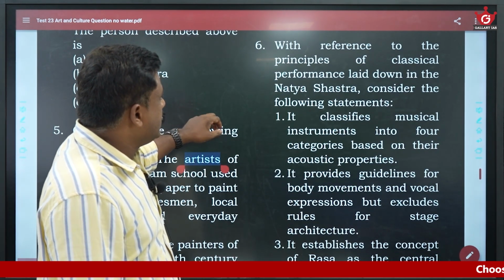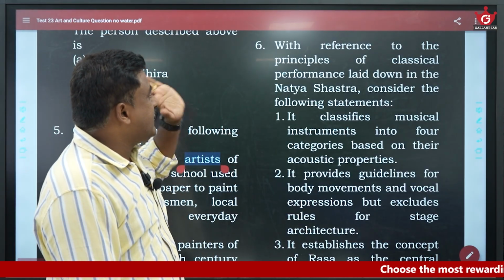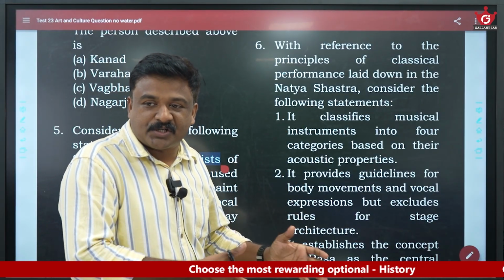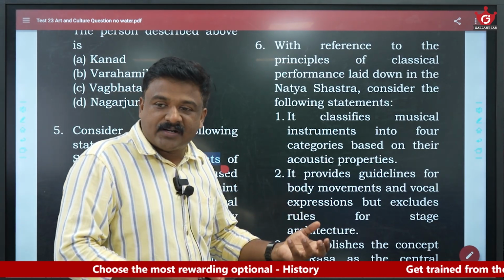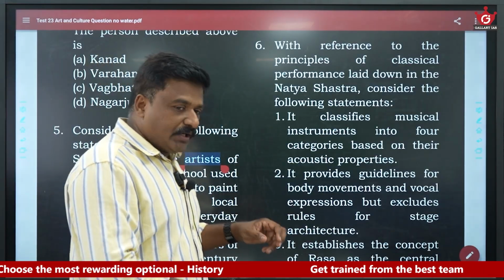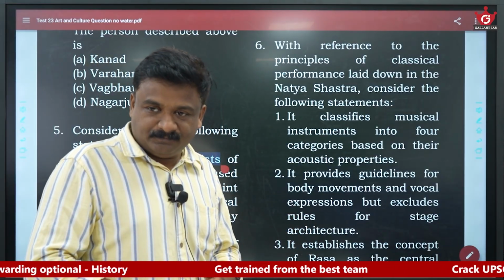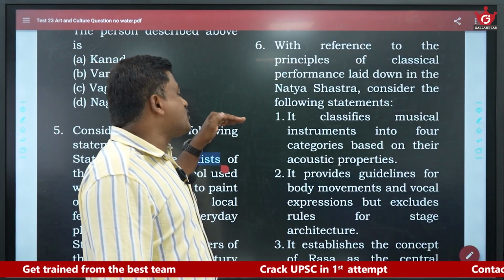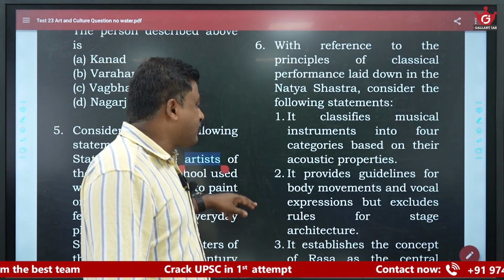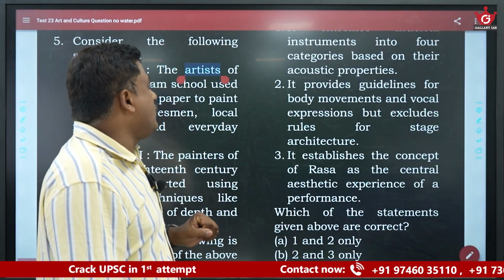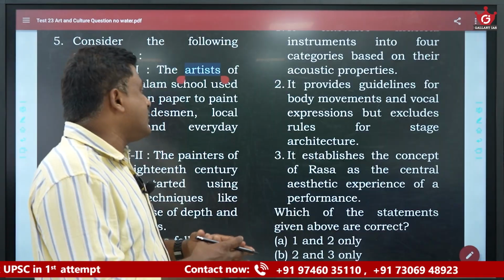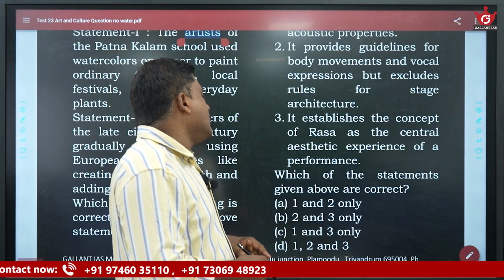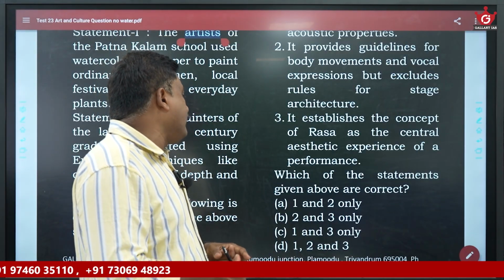Next question. With reference to the principles of classical performance laid down in the Natya Shastra, consider the following. Natya Shastra, you heard about this treatise which talks about the performing arts. So first statement, Natya Shastra by which person? Bharata Muni. It classifies musical instruments into 4 categories based on their acoustic properties. It provides guidelines for body movements and vocal expressions, but excludes rules for stage architecture. It establishes the concept of rasa as the central aesthetic experience of the performance.